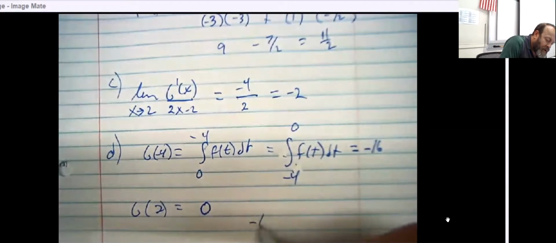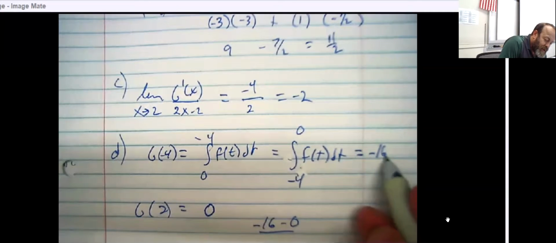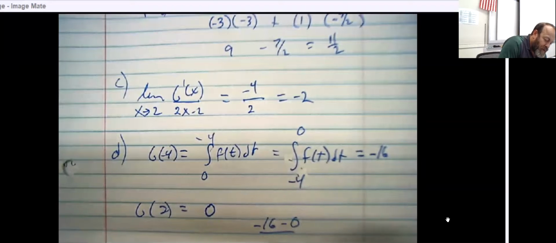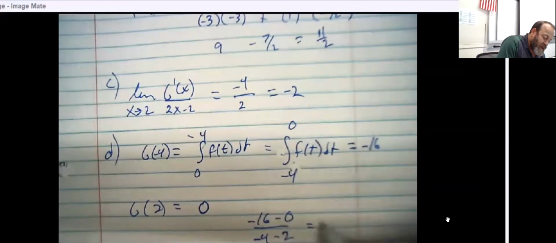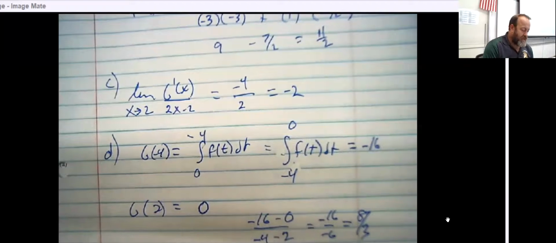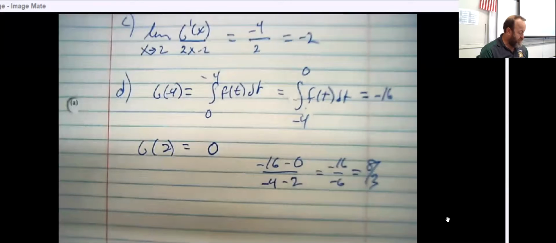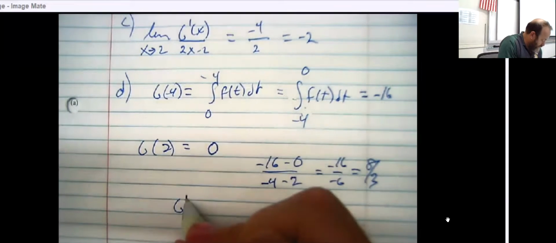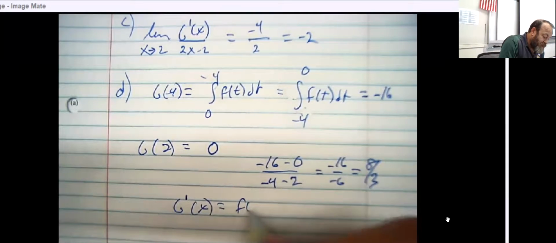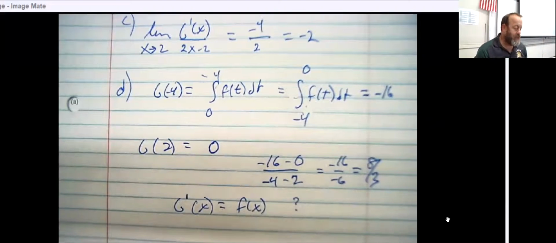So we would have negative 16 minus 0 over, I got to be really careful at this thing, about negative 2 minus negative 4 minus 2. So I got negative 16 over negative 6, or in other words, 8/3. That's the value guaranteed by the mean value theorem. And they're asking, is it true that G prime of x will be that f of x somewhere on the curve? Does that guarantee? Well, again, the mean value theorem was actually true for any differentiable and continuous function.